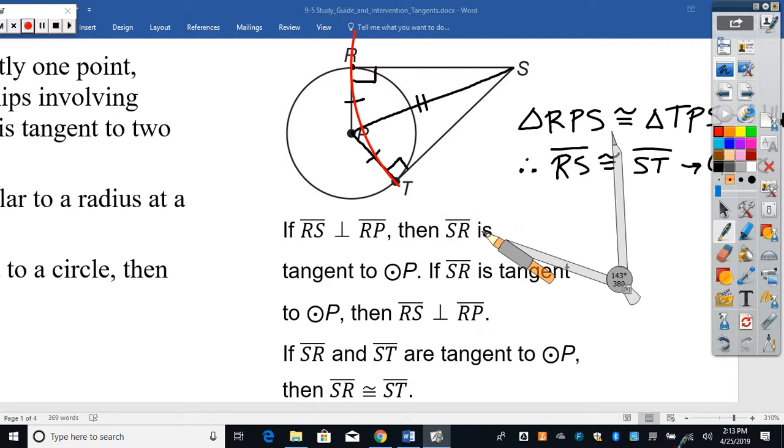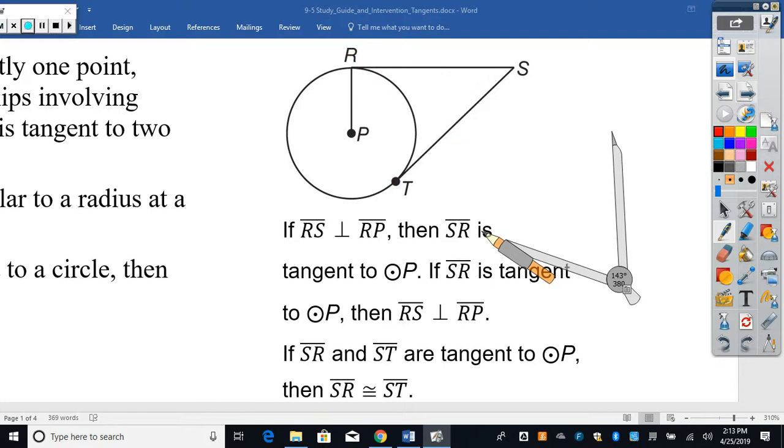If it helps you to visualize this a little bit, think about taking this length and just rotating it over. Those two lengths have to be the same length. As you read the next bullet point, it says if two segments from the same exterior point are tangent to a circle, then they are congruent to each other. They have to be the exact same length.